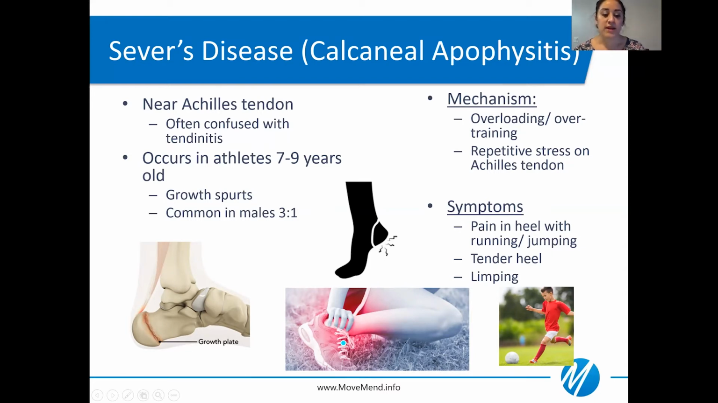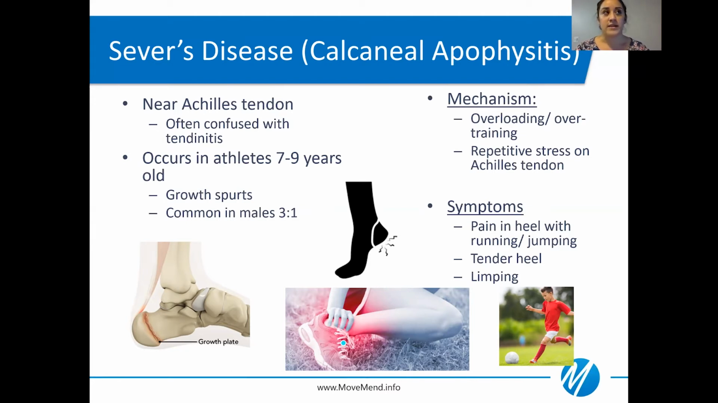So repetitive stress can really lead the tendon to pull at this region, the area where the tendon meets that bone, and creates irritation around that area and even the growth plate. So Sever's disease typically is seen in children aged 7 to 9 years old. So athletes in the growing phase is where we typically see it, and commonly we see it in males.